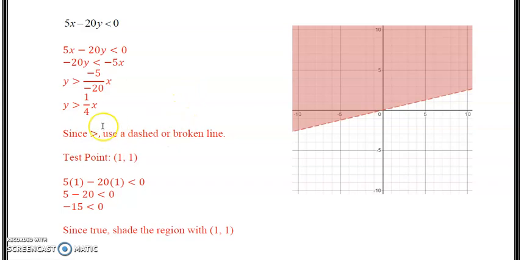Again, remember, this is a dashed or broken line, so therefore it's dashed. We don't close it. The test point is 1 and 1 because 0 and 0 is one of our coordinates on our linear line. I tried 1, 1, so it's negative 15 is less than 0, which we know in fact is true. I always put it back in the original. You can put it back in here, it wouldn't matter. And since it's true, we shade the region with 1 and 1.